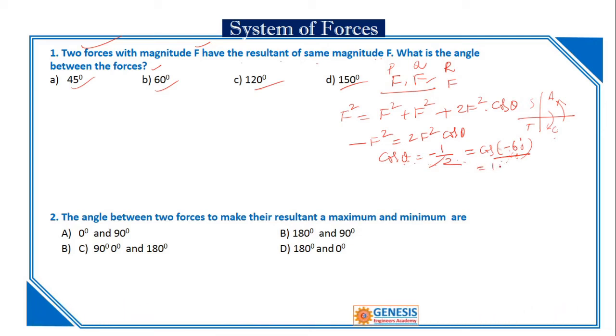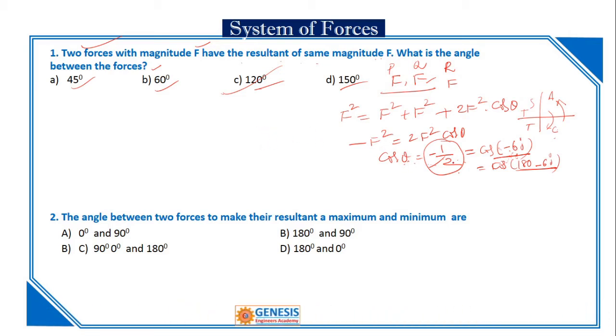180 minus 60 means it is in the second quadrant. Then the cos value is negative. So the right answer is 120. Okay, so 120 is the right answer. Like that you have to take care while solving the problem. You may simply use minus 60, but minus 60 is not here.